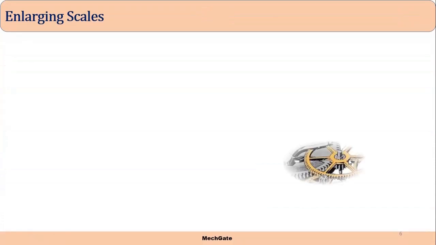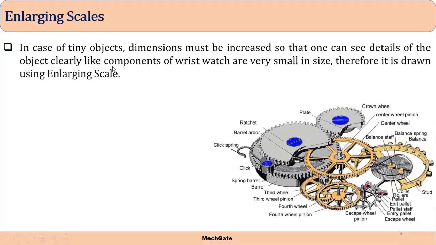Next is the enlarging scale. In the case of tiny objects, the dimensions must be increased so that one can see the details of the object clearly. For example, components of a wristwatch are very small in size, therefore they are drawn using an enlarging scale. Here is an example of a wristwatch gear mechanism. To make the drawing very clear, we have to proportionally enlarge the size of the component. So here we have to use the enlarging scale.